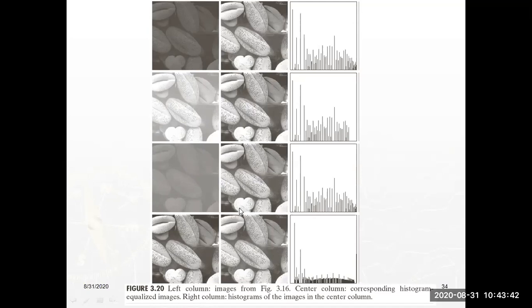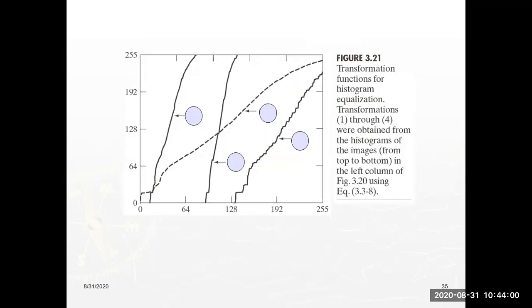Histogram equalization. Next, high contrast. If you perform the histogram equalization on the high contrast image, the image will be like this, and the histogram graph will be like this. So this is the process of how we are performing the histogram equalization.